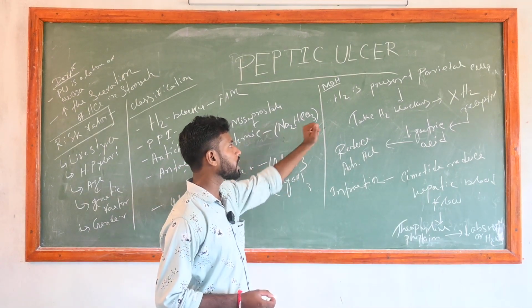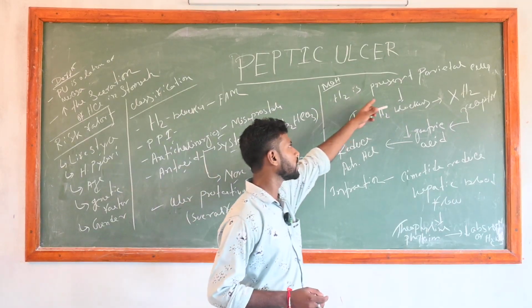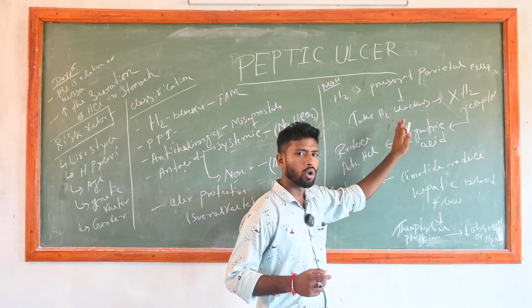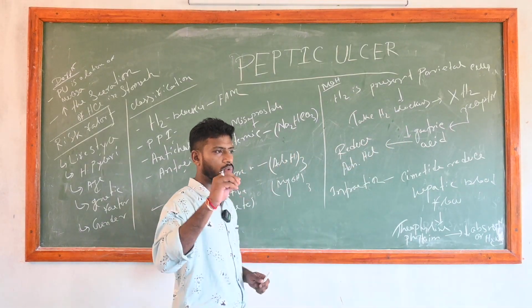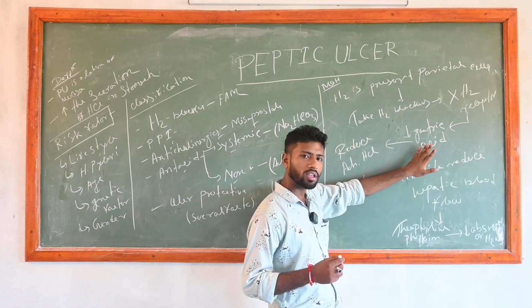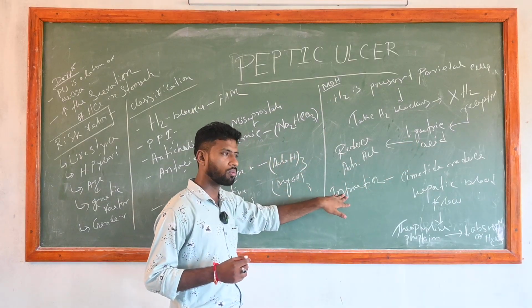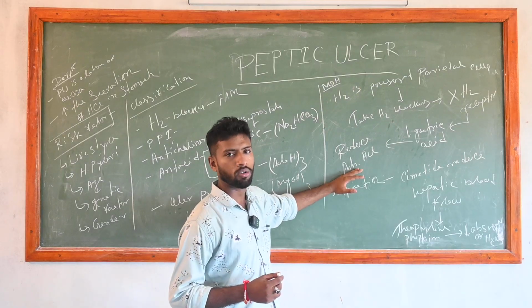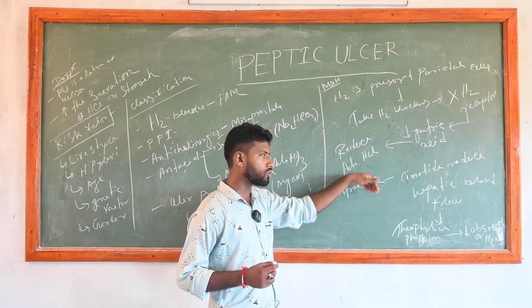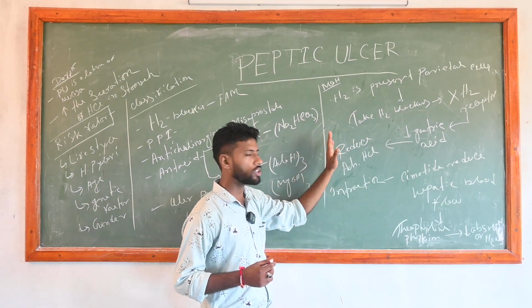Now we come to the second mechanism of action, the H2 blocker. What is the H2 blocker? The H2 blocker acts on the parietal cells and blocks the H2 receptor. When the H2 receptor is blocked, gastric acid secretion decreases. Acetylcholine causes muscle contraction, and when muscle contraction occurs, HCl secretion occurs. So that is the main mechanism of H2 blockers.